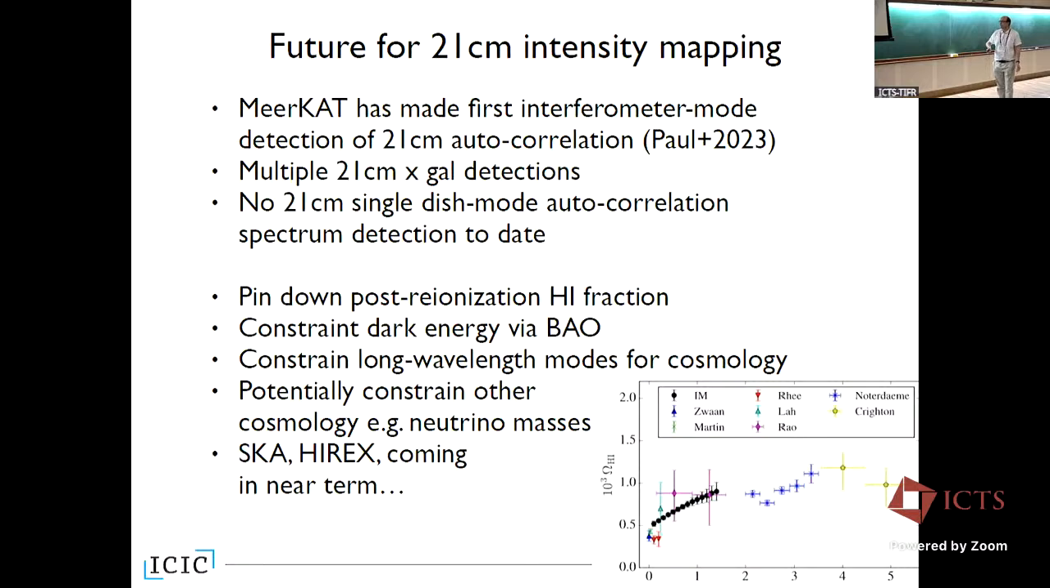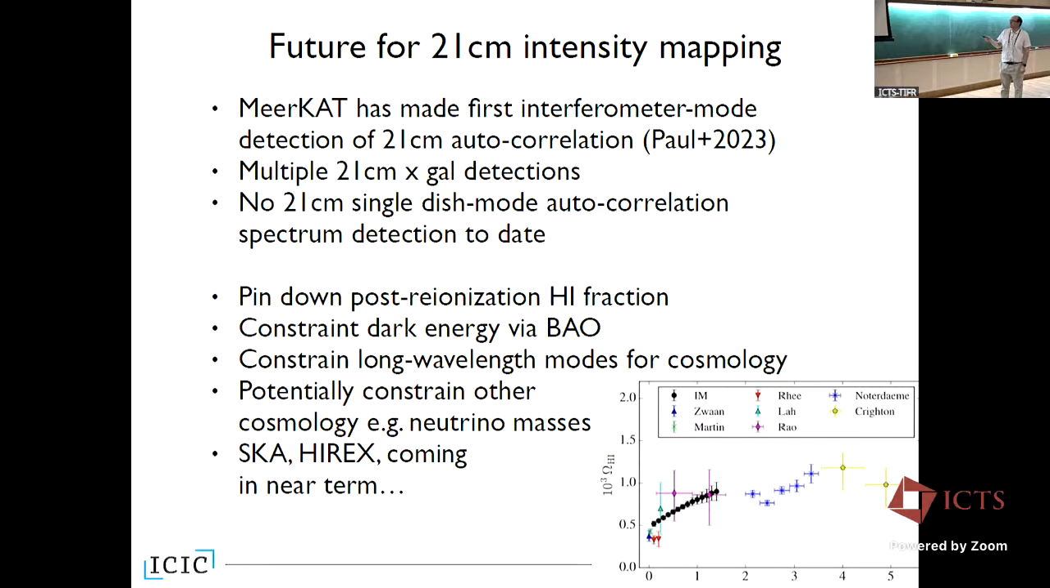Okay, so that's my lead into 21 centimeter intensity mapping. It's very exciting at the moment because for the first time, we're starting to get observations of this signal in the interferometric mode, in the autocorrelation, in the cross-correlation between single dish modes and galaxies, not yet the single dish autocorrelation mode.